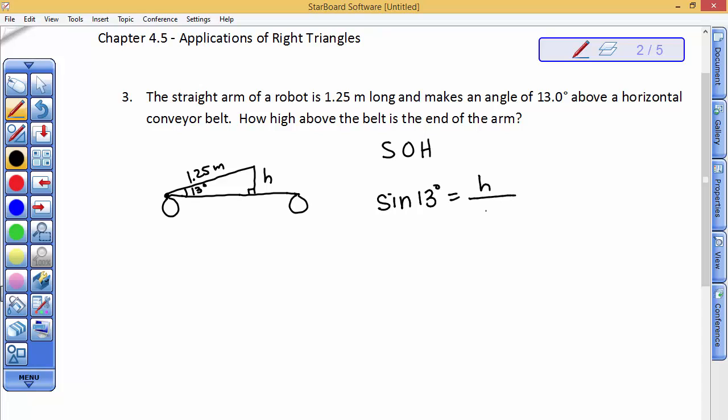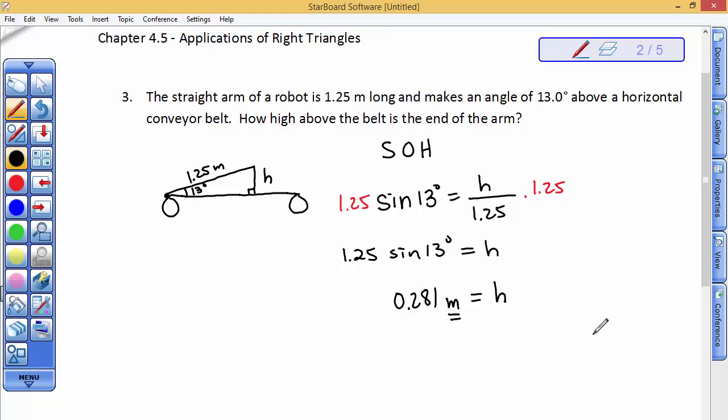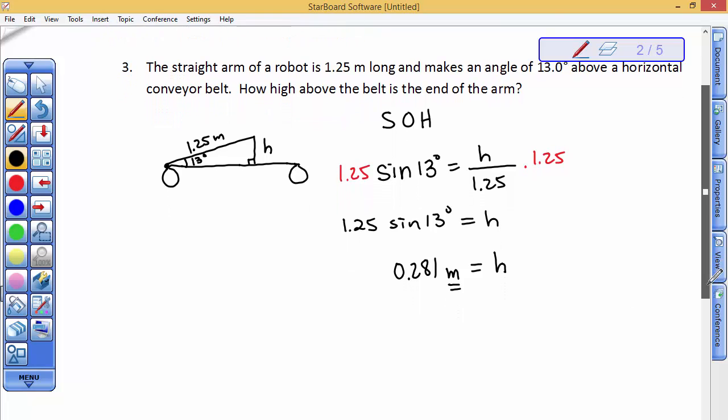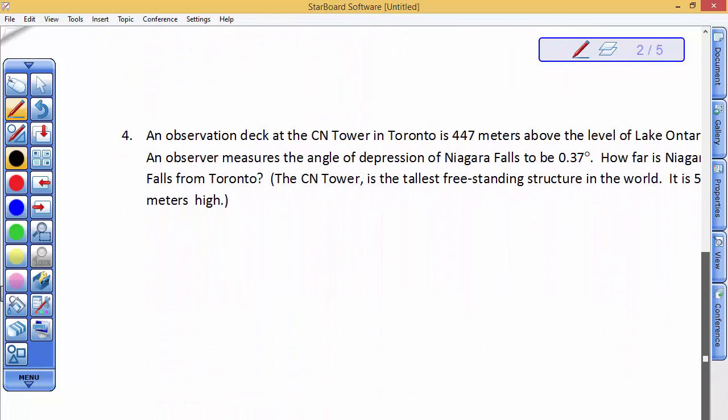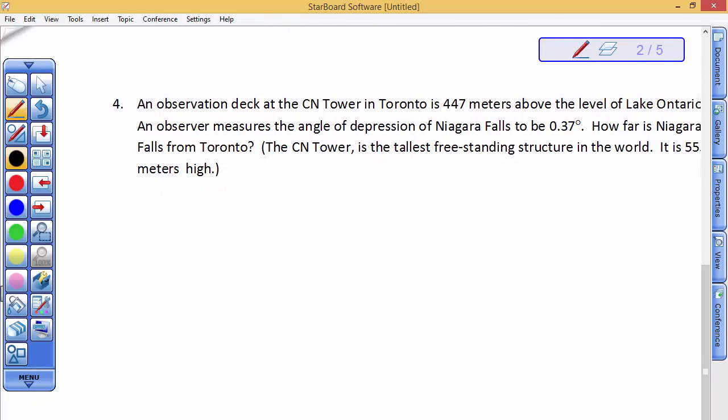Again, when my unknown is upstairs, it's much easier. Essentially, I multiply both sides by 1.25 to get h alone. And you'll take on your calculator 1.25 times the sine of 13 degrees, and you'll find out what h is. And I found that h is equal to 0.281. The units here are meters, so make sure to give me that meters. All right, let's do another one. Of course, you can be pausing anytime. Again, read the problem, read it several times.